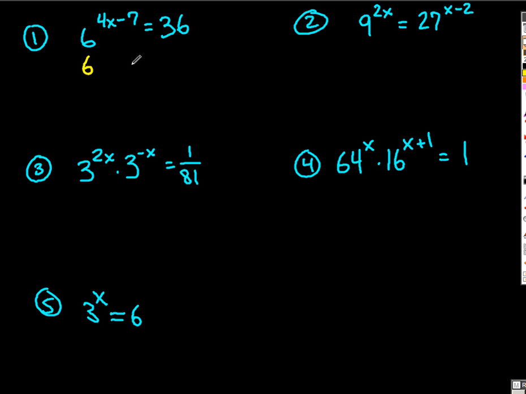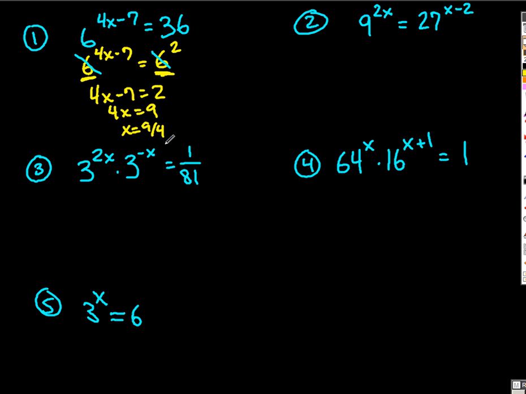So I need to rewrite each of these so it's 6 to some power. Well, this one already was. 6 to what power gives you 36? It's 6 squared. If my bases are the same, that means my exponents must be the same. So it's almost like I'm getting rid of the bases and looking just at the exponents. So 4x minus 7 equals 2, and then I just solve like normal. 4x equals 9, x equals 9 over 4.